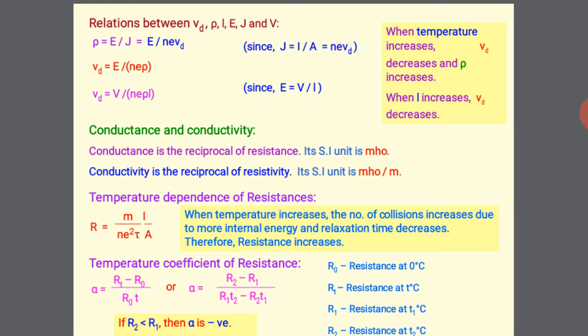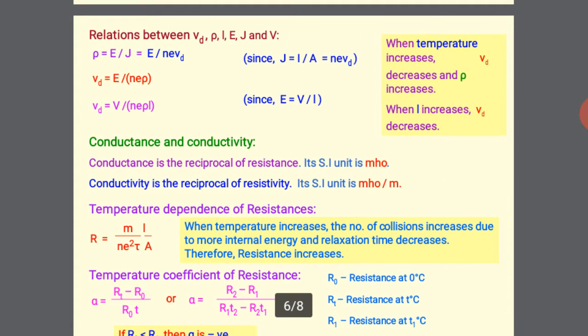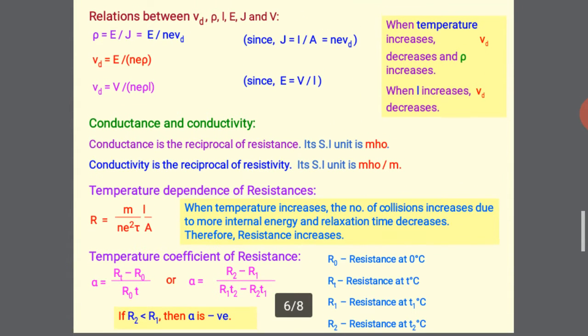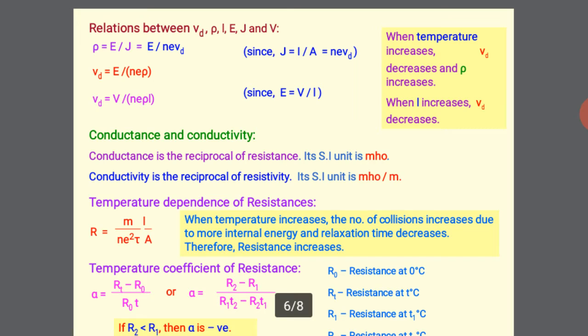Temperature dependence of resistance. We have a formula R is equal to m upon n e square tau, times L by A. When temperature increases, the number of collisions increases due to more internal energy and relaxation time decreases, therefore resistance increases. That means the resistance of a metal increases as we raise the temperature.